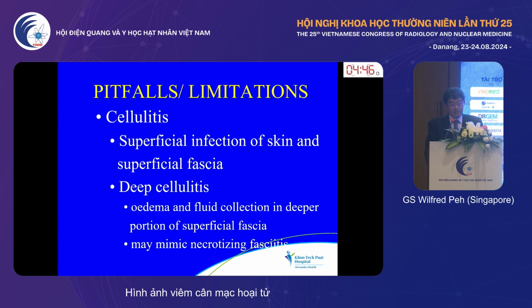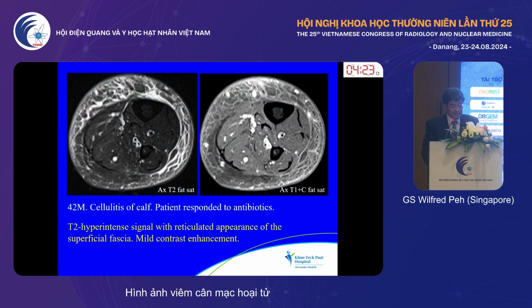So cellulitis is essentially superficial infection of the skin and superficial fascia. You can get deep cellulitis. It doesn't really affect the intermuscular fascia, but often affects the deeper part or the peripheral part of the deep fascia. So here's an example. You can see the muscles are quite normal. There is no fluid in the intermuscular fascia or close to the deep muscles, but there is a lot of fluid in the superficial fascia, including the membranous fascia.